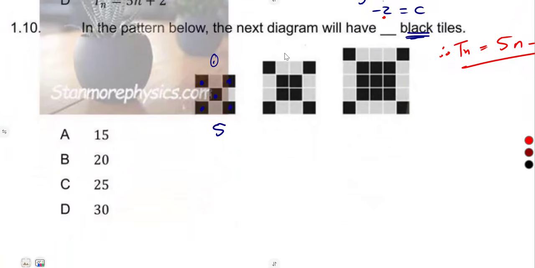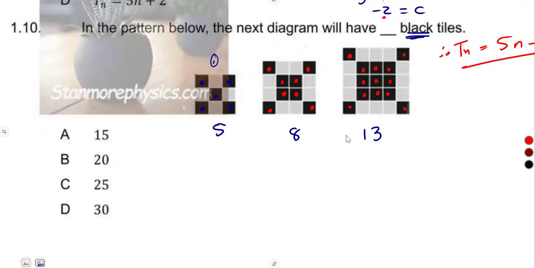All right. The second one, how many black tiles? We have got 1, 2, 3, 4, 5, 6, 7, 8. There are 8 of them. The third one, 1, 2, 3, 4, 5, 6, 7, 8, 9, 10, 11, 12, 13. There are 13 of them. So what will be the number of black tiles in the next?